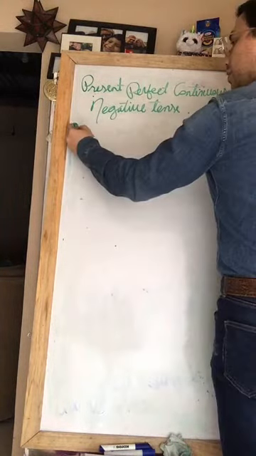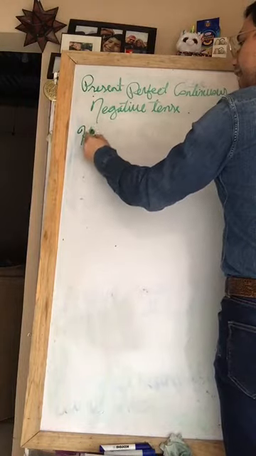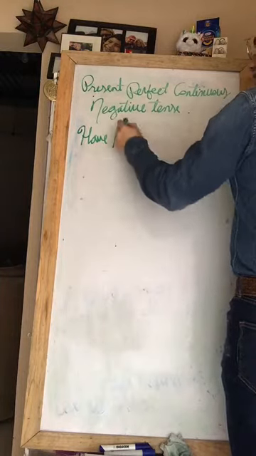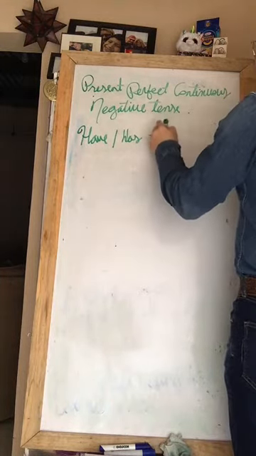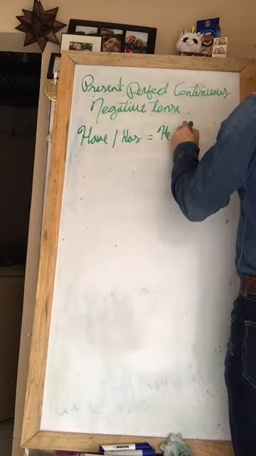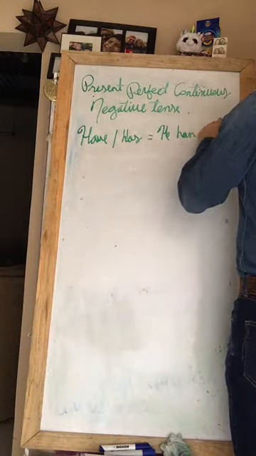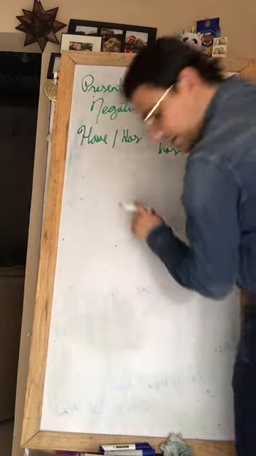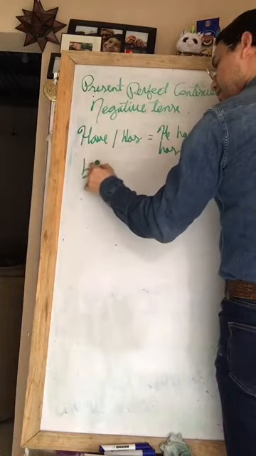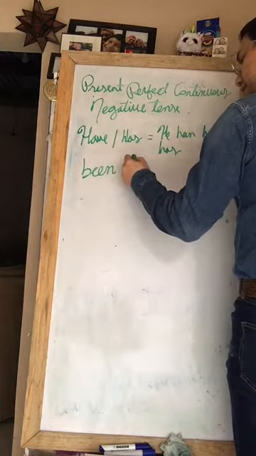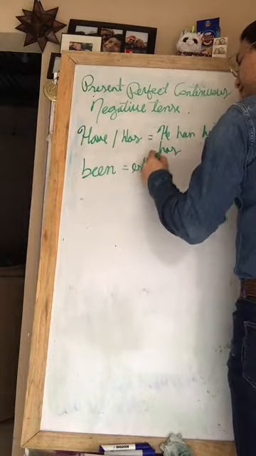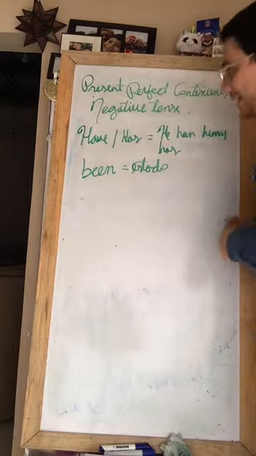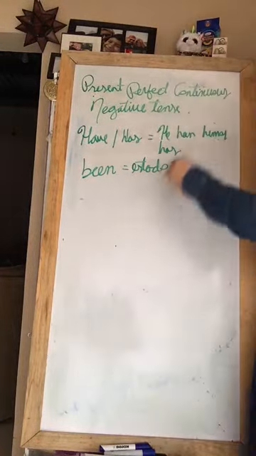So let's see. We the other day were saying that have and has means han, hemos, has, and then been means estado. But not estado for your feeling, but estado in something that you continuously have been doing. But in the case of the negative form, we won't write that anymore.